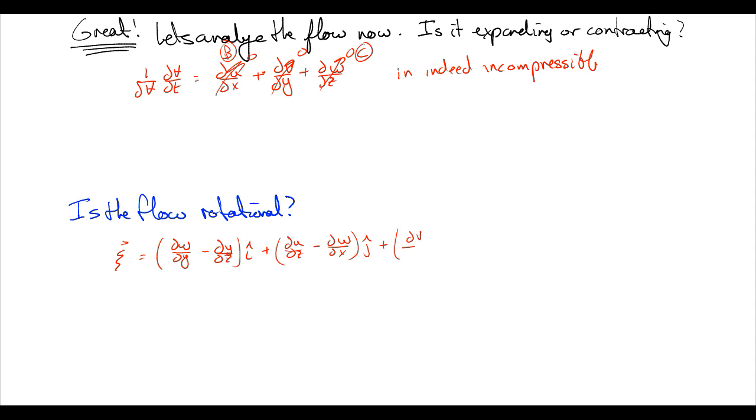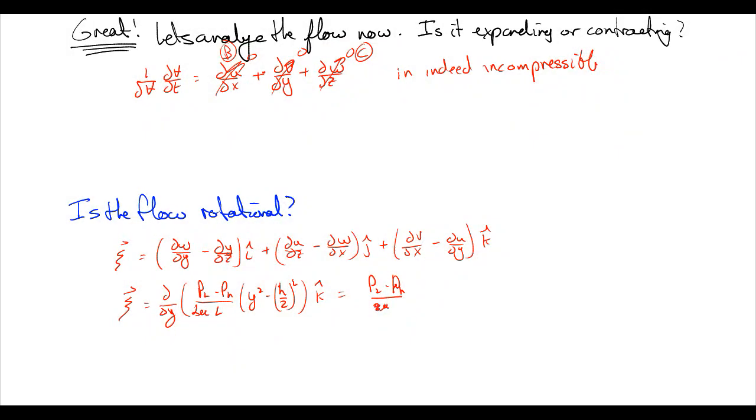All right. So we find out that our vorticity is equal to d/dy of (P low minus P high) over 2 mu L times y squared minus h over 2 squared, k hat, which is equal to P low minus P high over mu L, all times y. Sorry, I forgot a negative sign there. This is all negative, y times k hat.